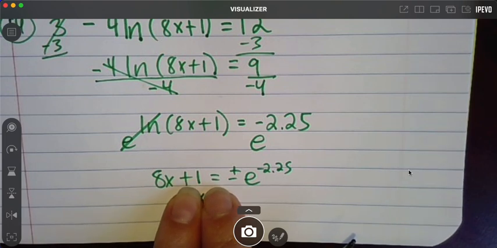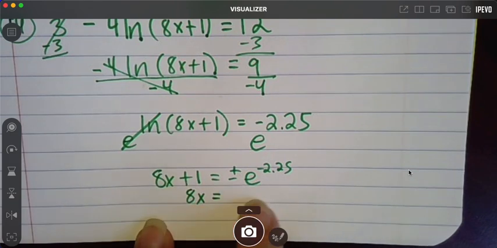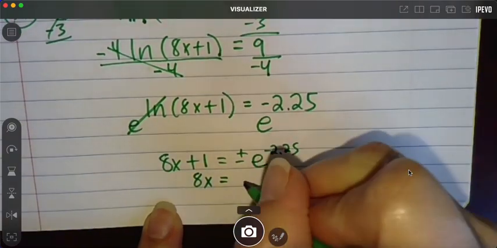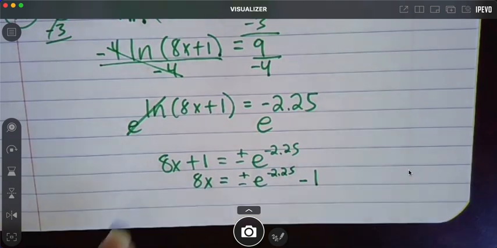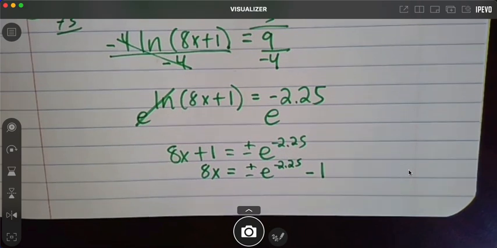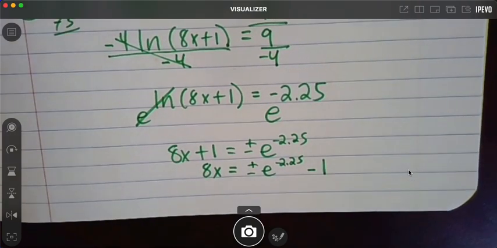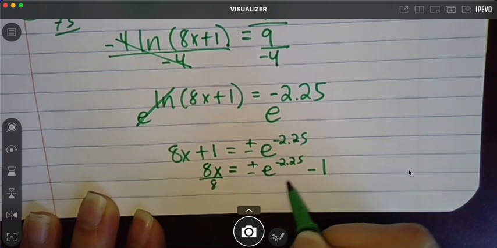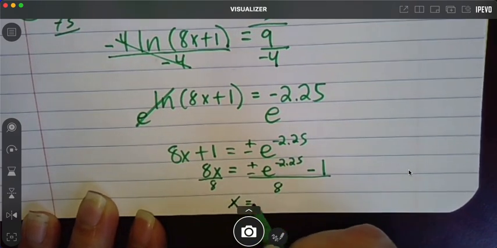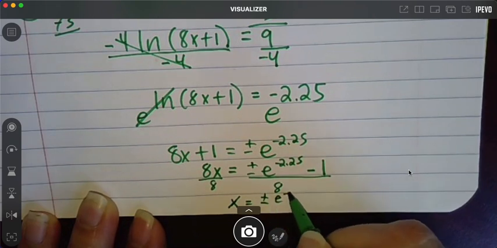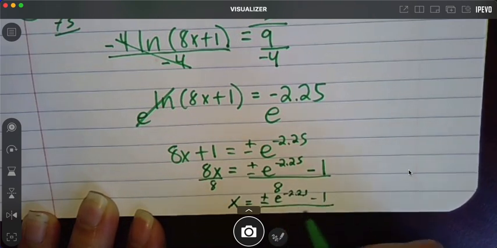Now, I need to solve for x. What 2 numbers are over there with it? 1 and 8. So I will first subtract my 1 over here. So I get plus or minus E to the negative 2.25 minus 1. Does that make sense? I put this in my calculator. And then what do I do? Divide by 8. So I'm going to get 2 answers: plus or minus E to the negative 2.25 minus 1, over 8.